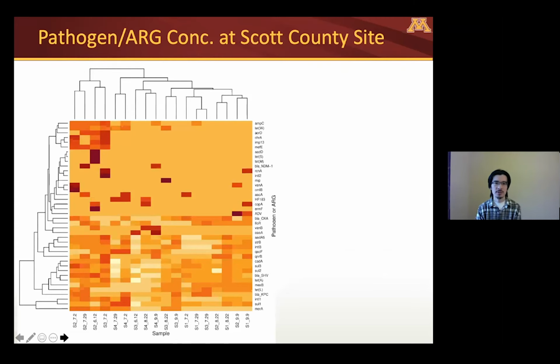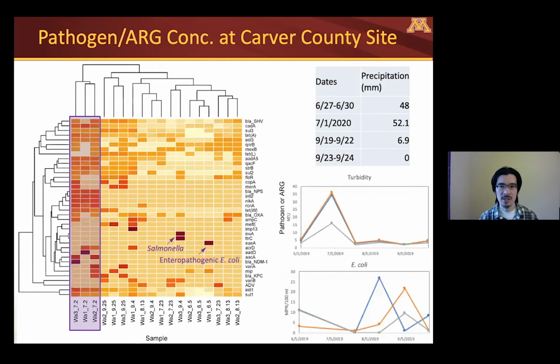Another example to show is the Scott County site. We also detected enteropathogenic E. coli and some other pathogens. But again, we see that the occurrence of pathogens is rather sporadic. This is the same for the Carver County site. We detected Salmonella and enteropathogenic E. coli, but this is just once a year or so, not consistent throughout the sampling season.